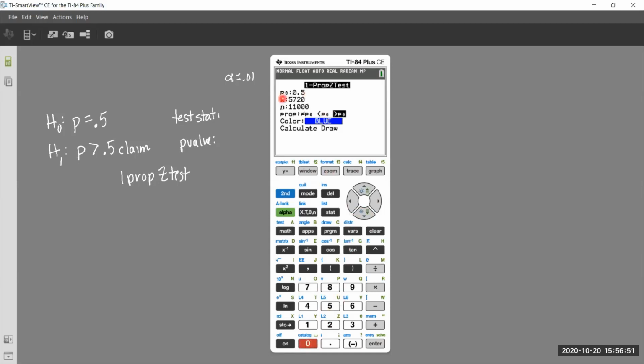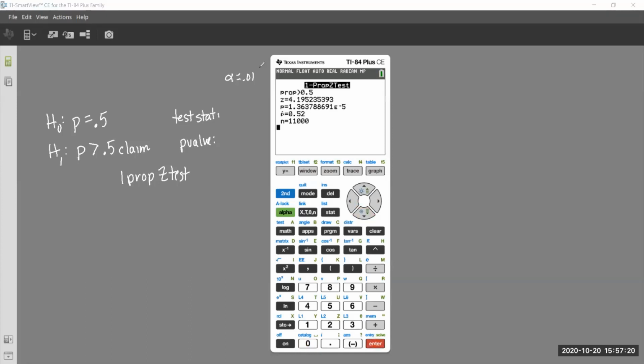As I mentioned, if you get these switched, you'll get an error. And sometimes students will say, I don't know why it's giving me an error. Well, your sample size cannot be smaller than your number of successes. So sample size is always going to be larger. Our symbol, again, is a greater than. That's already chosen. I'm going to go to calculate. And here's what we have.